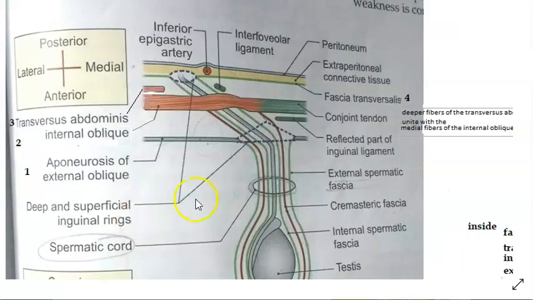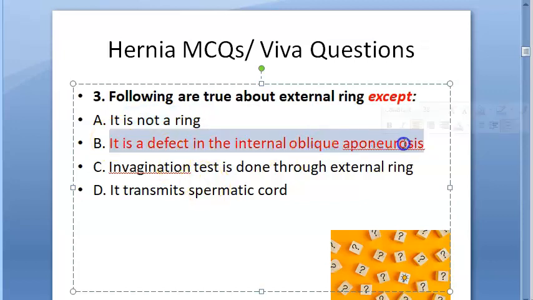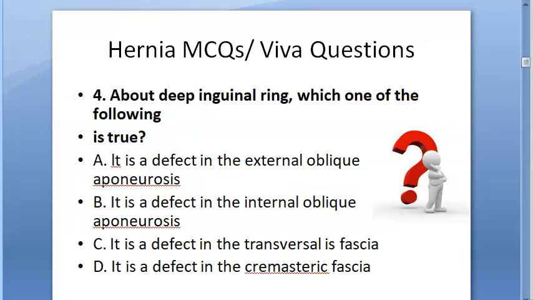So look at this image here. You can see here, this is the external ring. It is not a ring. It's more like a triangle. You can see it is a part of the external oblique, not of the internal oblique. And it helps the spermatic cord go through. Yes, all this is correct. So the correct answer here is: it's a defect in the internal oblique aponeurosis is wrong. Shall we go to the next question people?